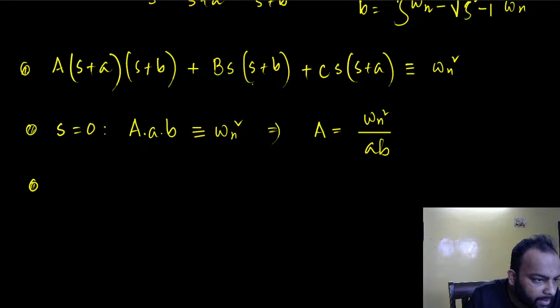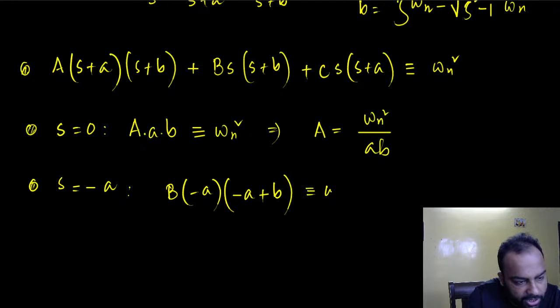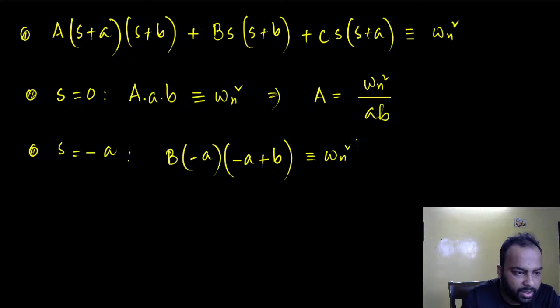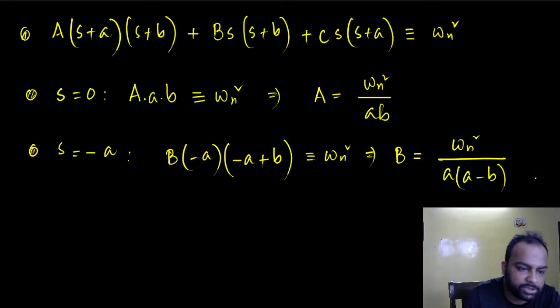I have to remove this term. Can I do that? Yes, I can put s equal to minus a. If I put s equal to minus a, this term gets removed, this term also gets removed. So I would have B times minus a plus b, and that's again going to be equivalent to omega n squared, which gives me B equal to omega n squared divided by a times b minus a. So you just do the calculation here.